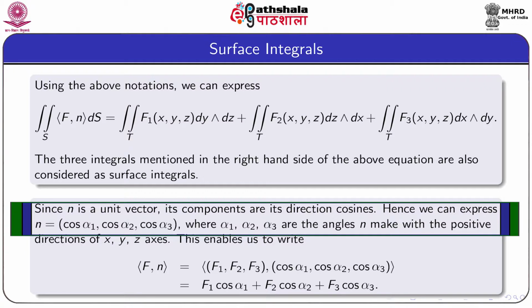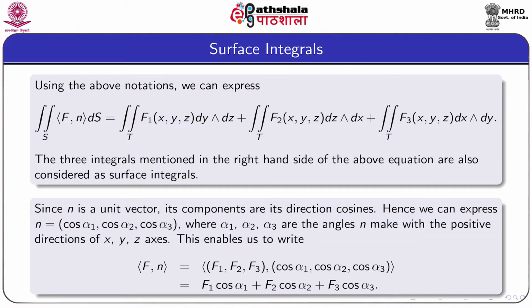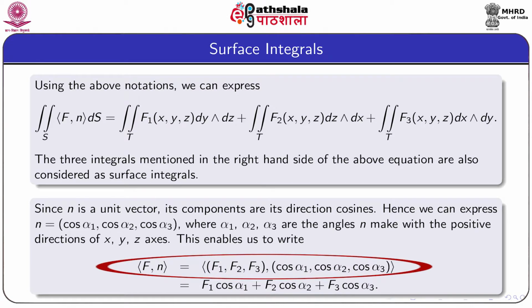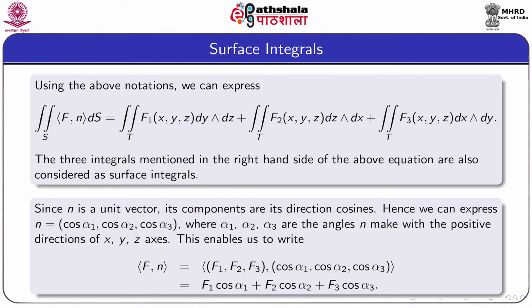Now, since n is a unit vector, its components are its direction cosines. Obviously, we are mentioning here the components along the coordinate axes. Hence, we can express n equal to (cos α1, cos α2, cos α3), where α1, α2, α3 are the angles n makes with the positive directions of the x, y, z axes. This enables us to write the inner product F·n equal to the inner product of (f1, f2, f3) with (cos α1, cos α2, cos α3), and that equals f1 cos α1 plus f2 cos α2 plus f3 cos α3.